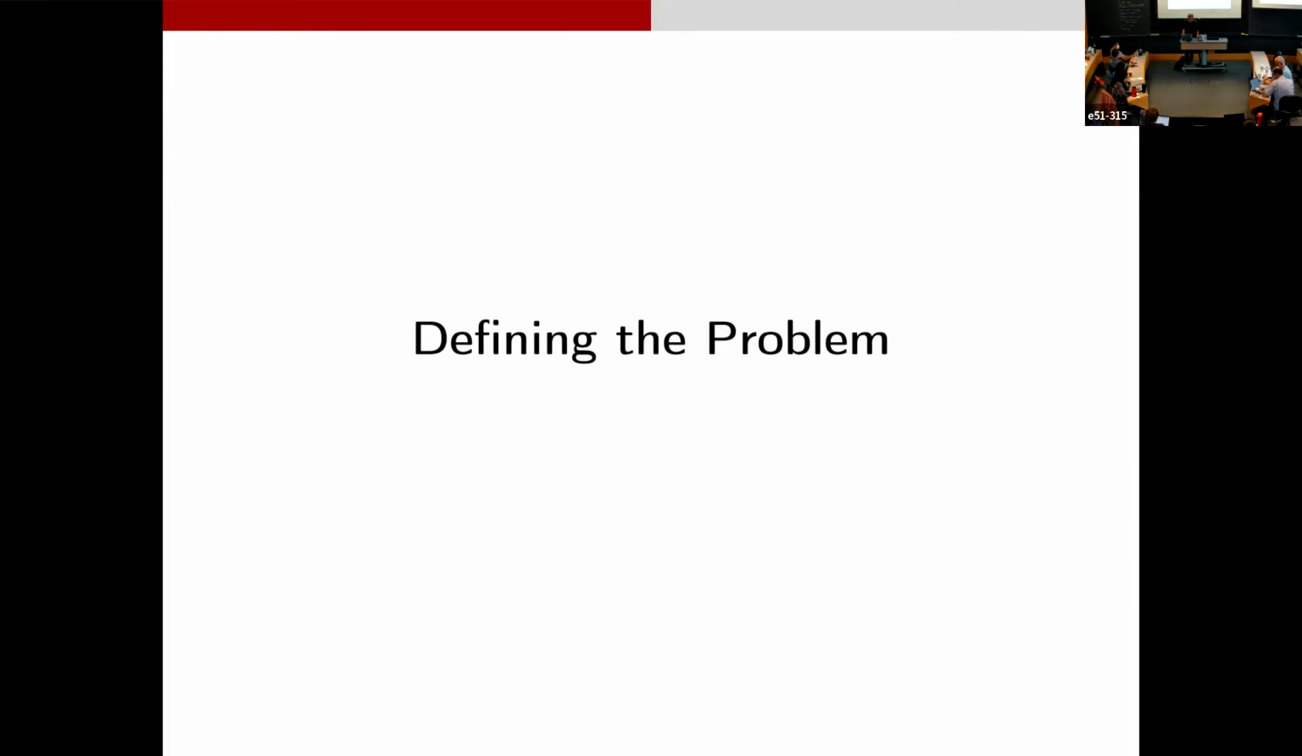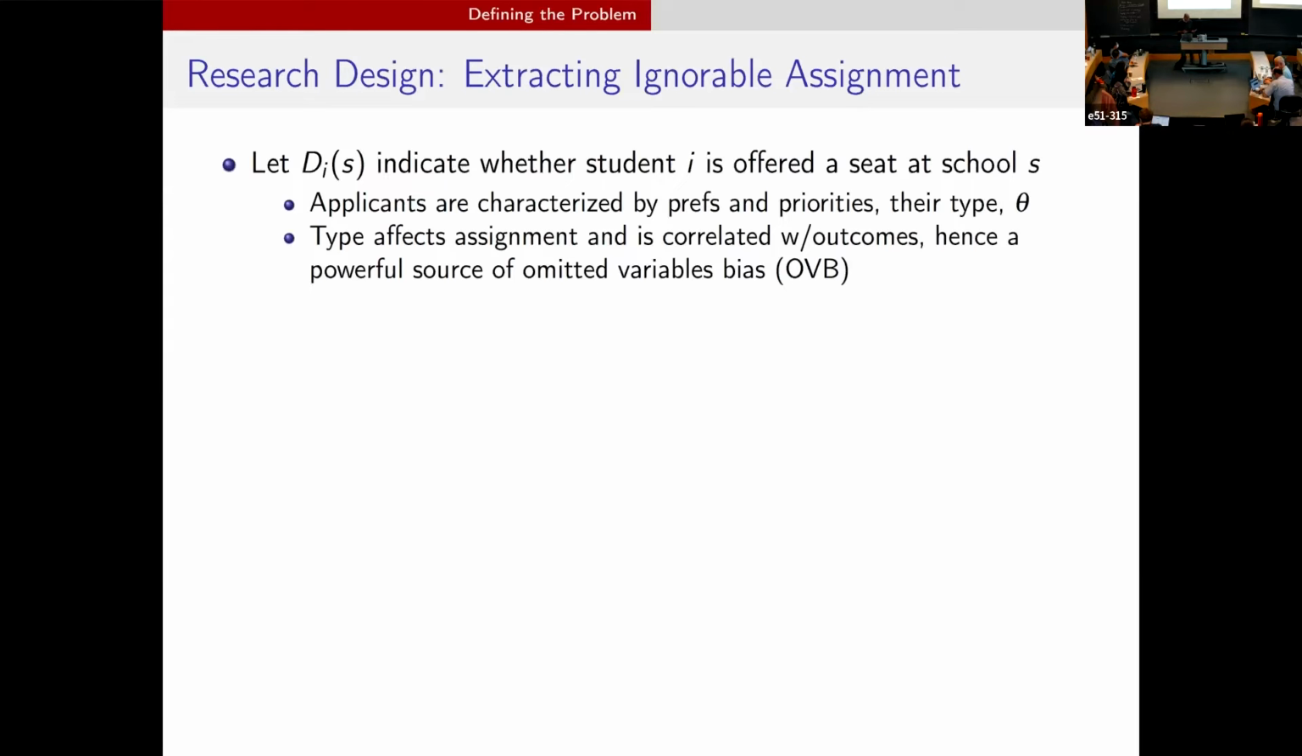So let's define the problem. Let's talk about what I mean here. You've seen a lot about market design, so I'm going to just jump into the research design side of the equation. Our goal is to extract ignorable assignment. A little bit of notation now. Let D_i(s) indicate whether student i is offered a seat at school s. This is a 1 if the student is offered a seat, and a 0 otherwise.